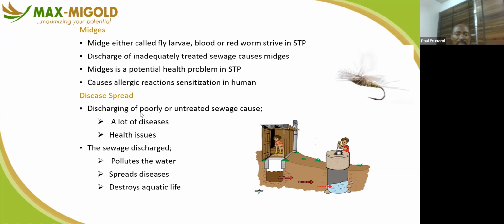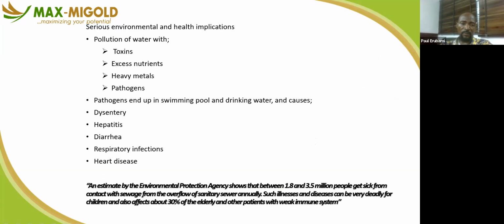Then discharging of poorly treated or untreated sewage causes a lot of diseases and health issues. The sewage discharge pollutes the water, spreads diseases, and destroys aquatic life if it is not treated. If it is treated and you have all the parameters in place, you can discharge it into a public drain, and it can find its way into the sea or ocean, and it will have little or no effect on aquatic life.